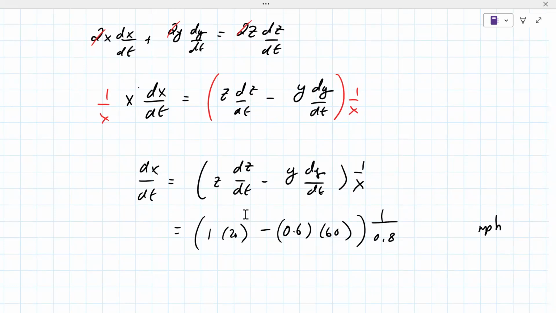So that's the speed of the car? Yeah. Okay. I don't really like the question, but that's what they've given. So we gotta go with that.